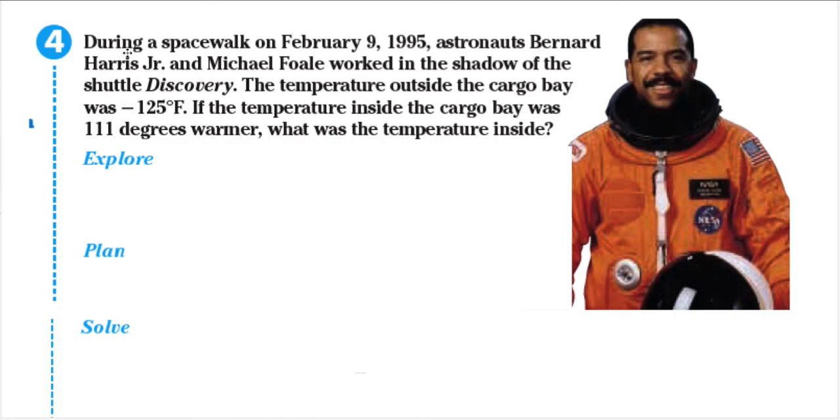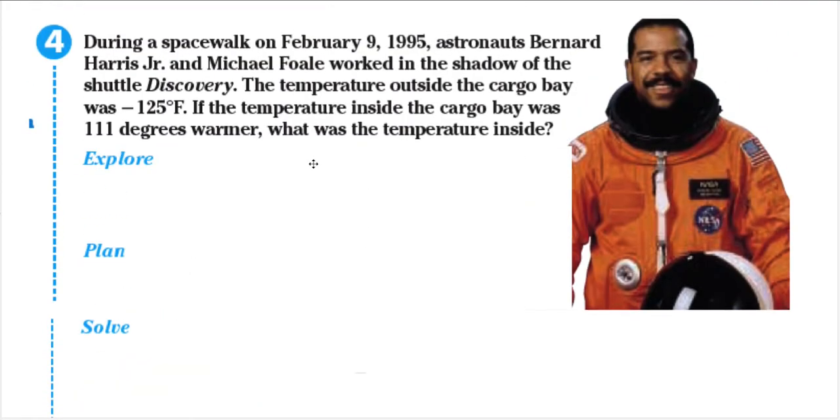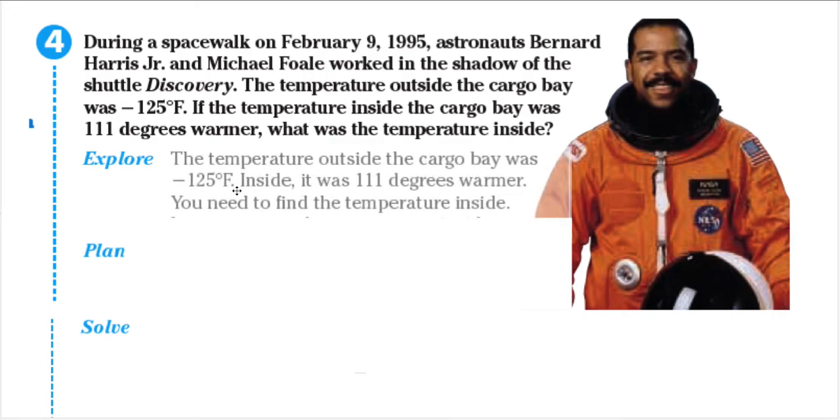Yes, it is. During a spacewalk on February 9, 1995, astronauts Bernard Harris and Michael Foale worked in the shadow of the shuttle Discovery. The temperature outside the cargo bay was negative 125 degrees Fahrenheit. If the temperature inside the cargo bay was 111 degrees warmer, what was the temperature inside? Since this is a word problem, we use a 4-step plan. First, let's explore. Outside it was negative 125 degrees Fahrenheit. Inside, it was 111 degrees warmer. We'll need to find the temperature inside.